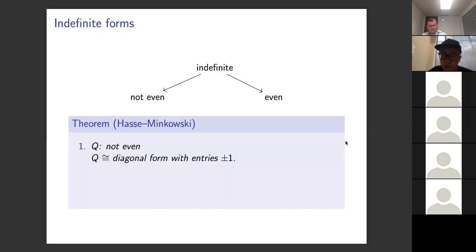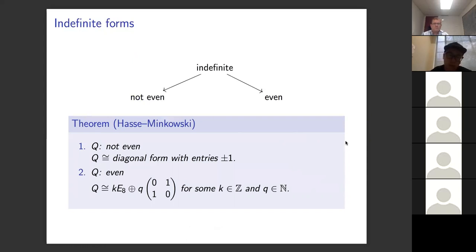There is another algebraic theorem that classifies indefinite forms. When Q is not even, it is isomorphic to a diagonal form with entries 1 or minus 1. When it is even, it can be written as K copies of E8, that's an 8 by 8 matrix, and Q copies of the matrix 0, 1, 1, 0, for some K in the integers and Q in the natural numbers.